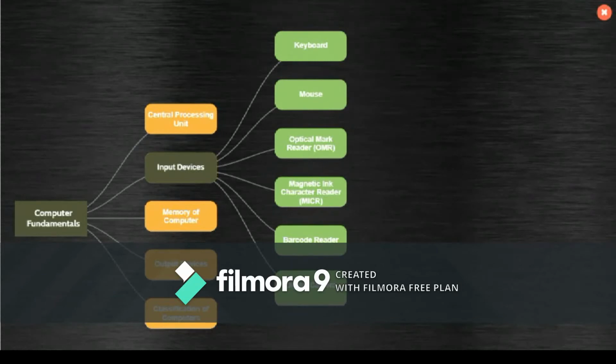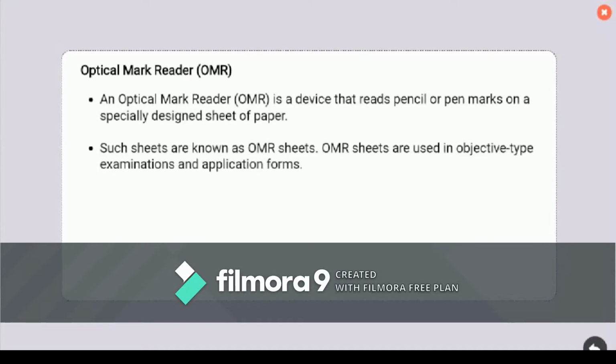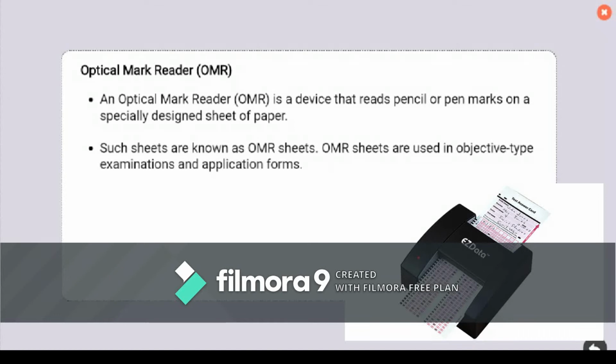So the first device is optical mark reader or OMR. Normally this OMR is used for examination, that means for multiple choice question answers we use this optical mark reader. Normally there will be an optical mark sheet, OMR sheet, and in that so many options will be there and you can mark the answers either with pen or pencils.